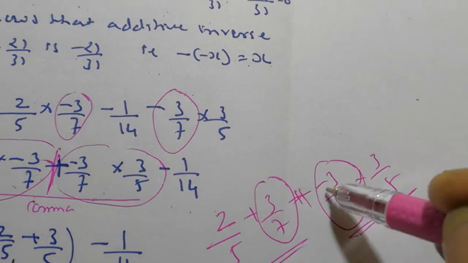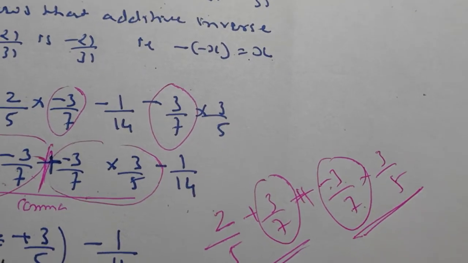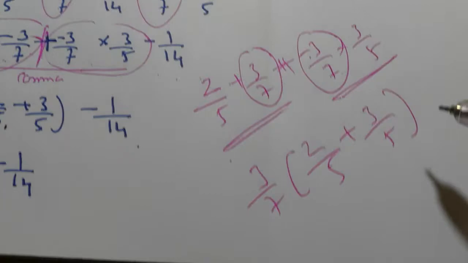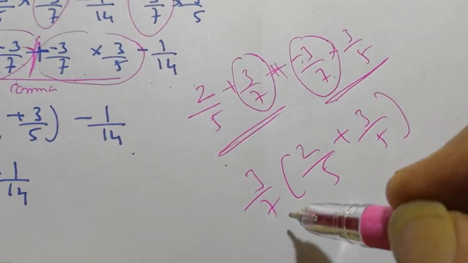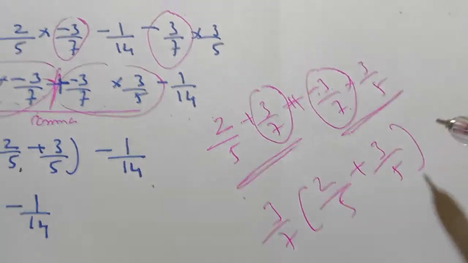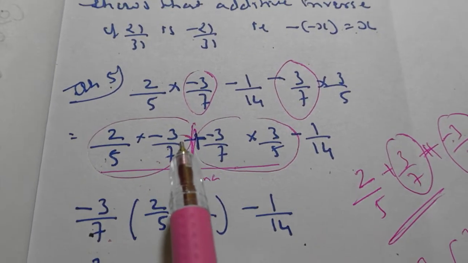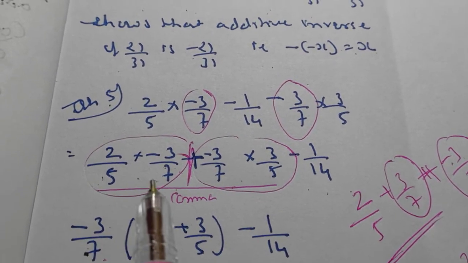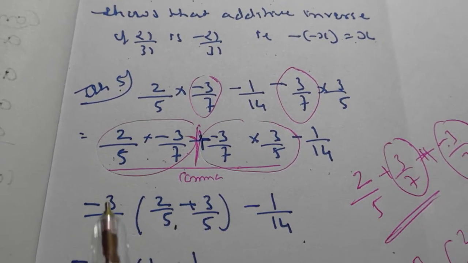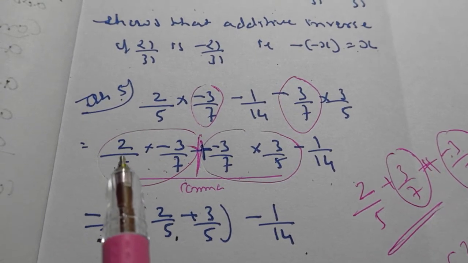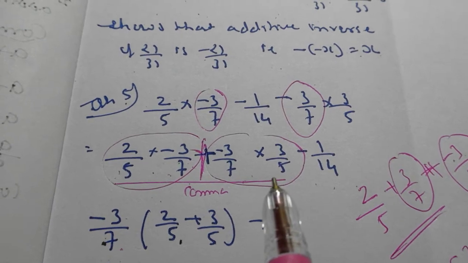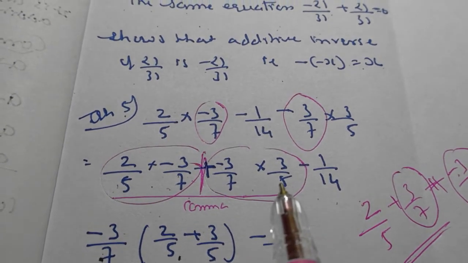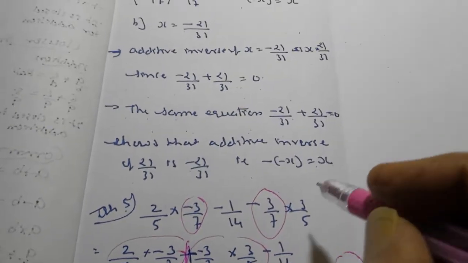3 upon 7. So 3 upon 7 comes as common. What is the number left? 2 upon 5 plus 3 upon 5. So 3 upon 7 is taken common. Same thing is done over here: 3 upon 7 from the first number and 3 upon 7 from the second number. So 3 upon 7 has gone as common. So what is the uncommon number left? 2 upon 5 plus 3 upon 5.